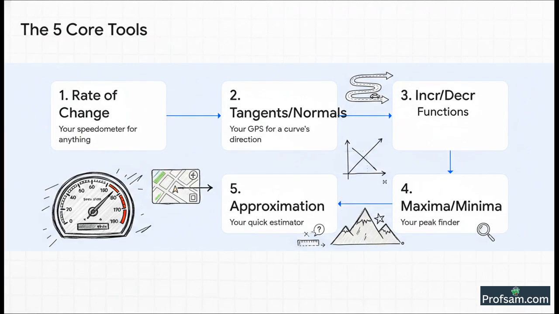First up, we have rate of change. That's your universal speedometer. Next, tangents and normals. This is basically your GPS for any curve. Then we have increasing and decreasing functions, which is your trend analyzer. After that, maxima and minima, your peak finder. And finally, approximation, your quick estimator tool.